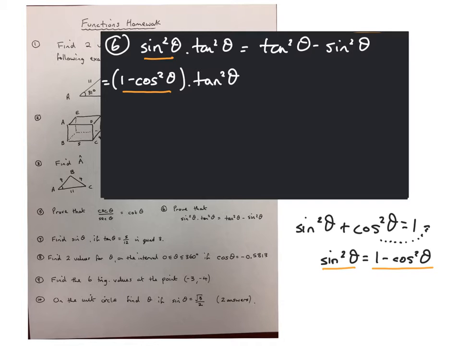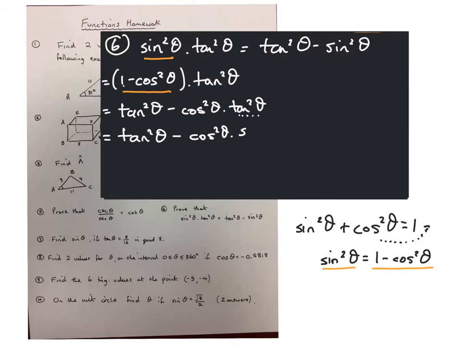Now we're going to multiply through by tan squared. So 1 times tan squared is tan squared. And cos squared times tan squared is just cos squared tan squared. Okay, well that tan squared stays the same. Now what about this tan squared? Doesn't that equal sine squared over cos squared? And here we can cancel these out, and we are indeed left with tan squared theta minus sine squared theta. Magic.